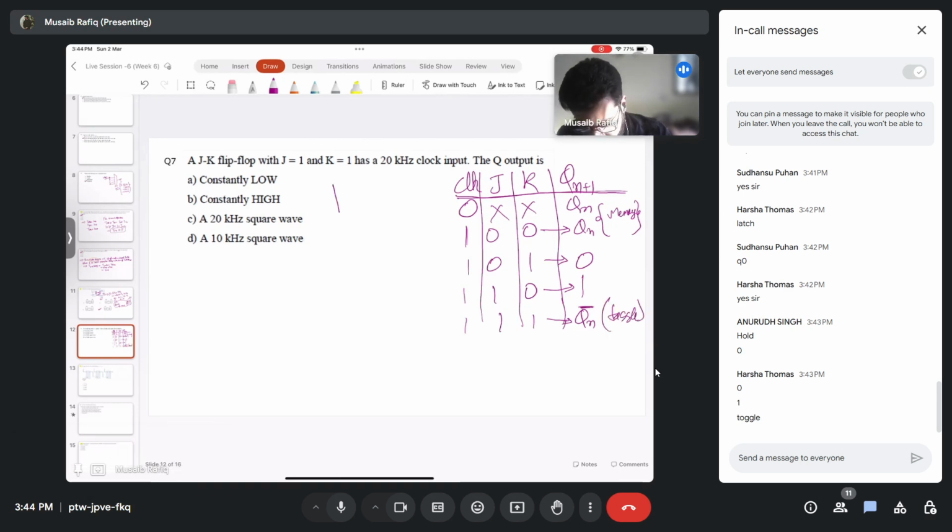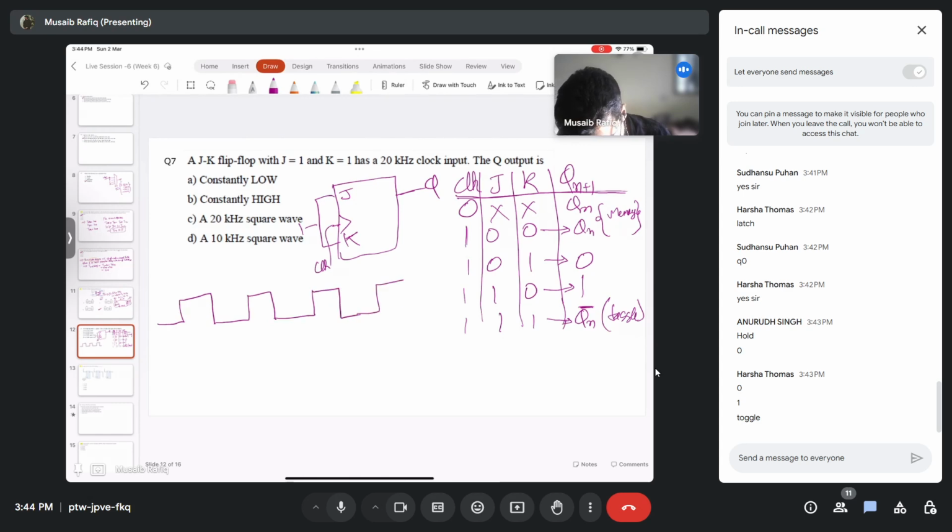So what I have here is a JK flip-flop. This is J, this is K, whose input is 1, right? And I have my output Q, and this is clock. So let's draw the clock waveform first. I am assuming here it's a positive edge triggered flip-flop. So this is the waveform for clock. Now I have Q. Let's assume initially it was 0.